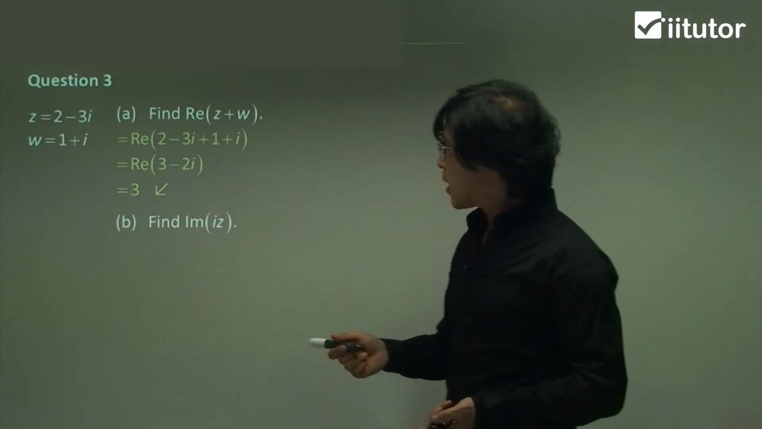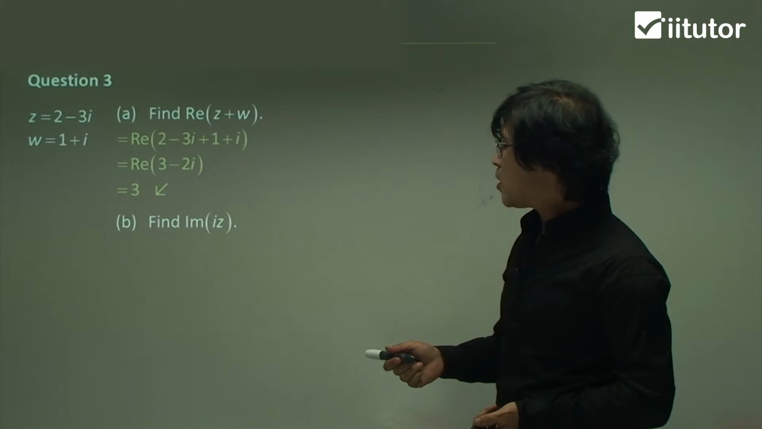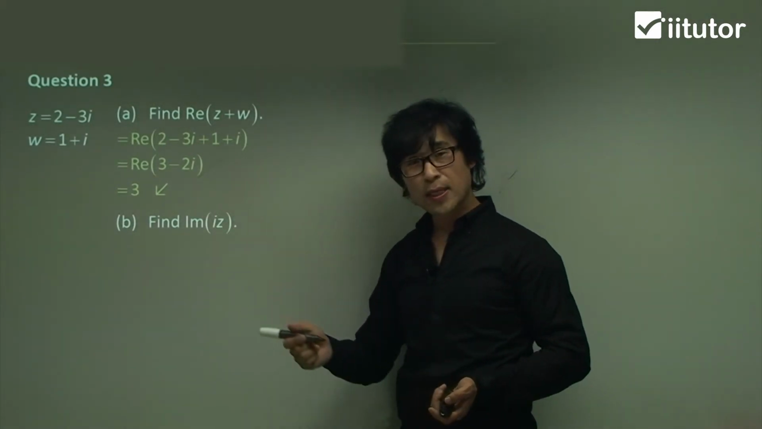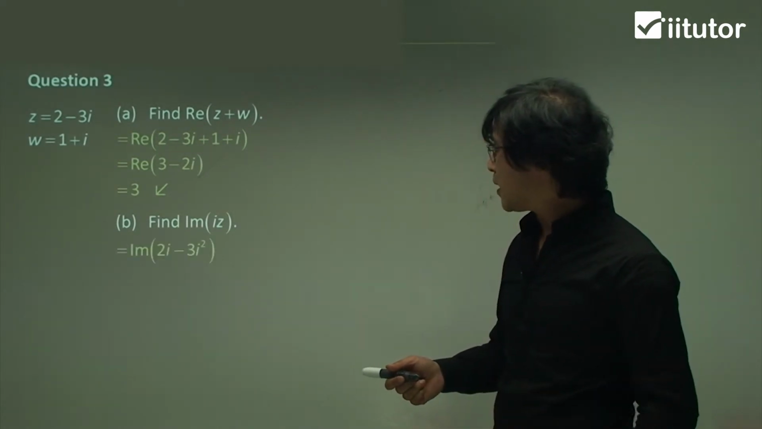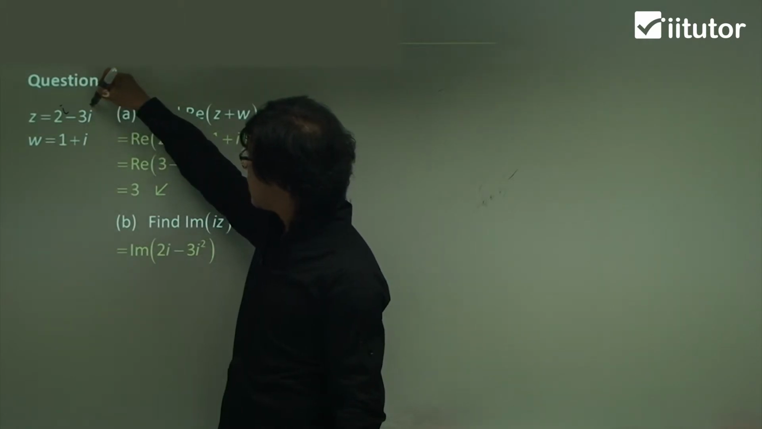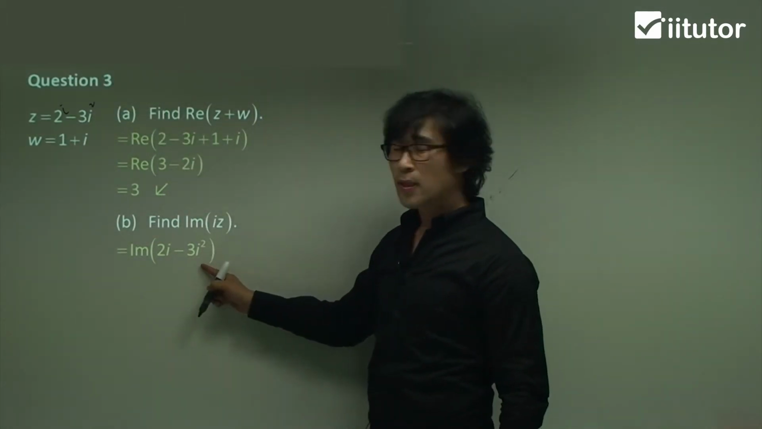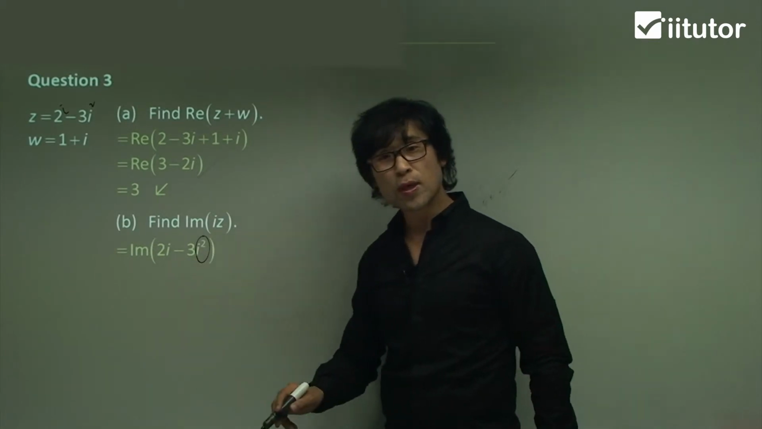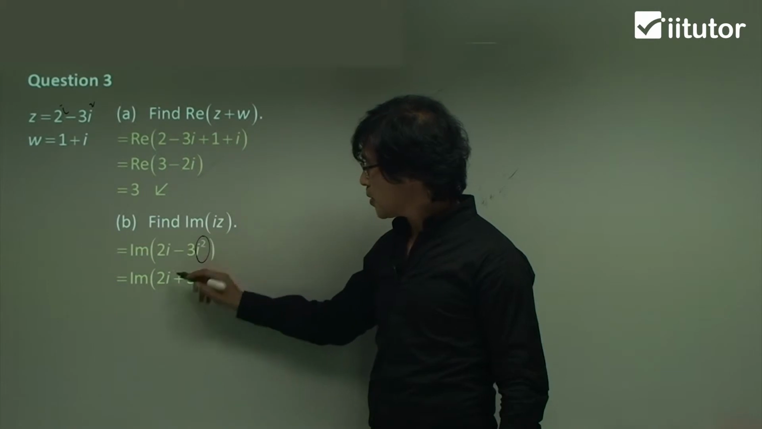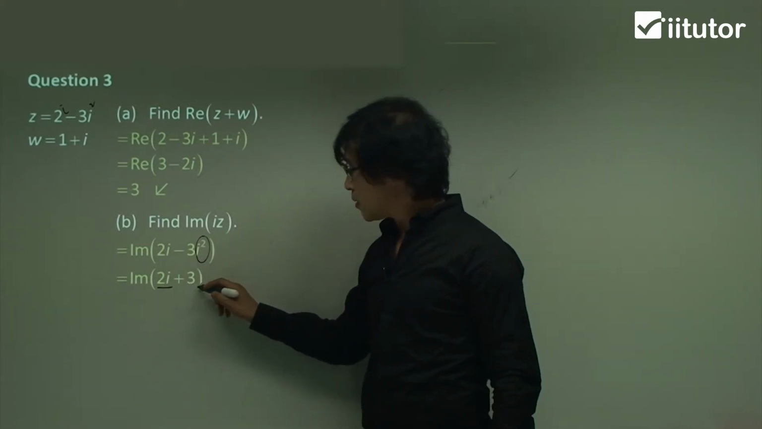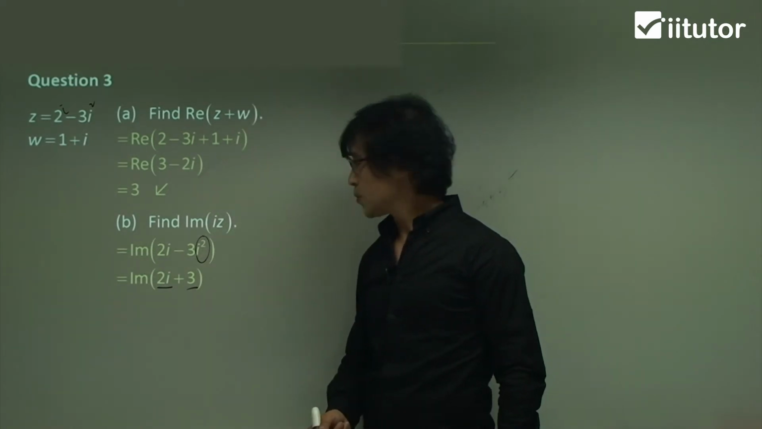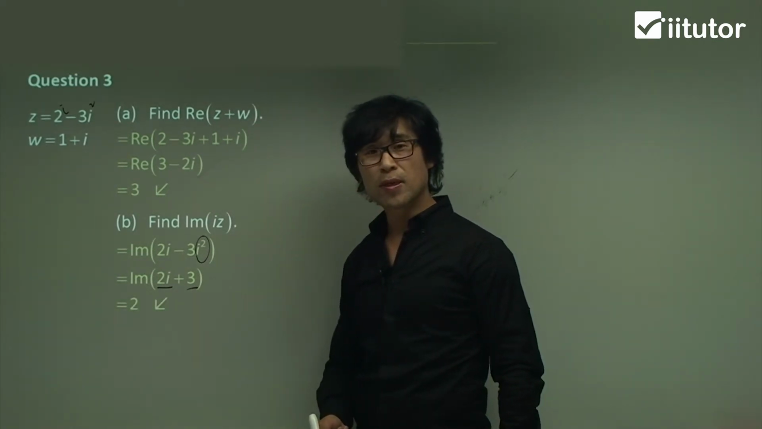Okay, part B. We're going to find the imaginary part of iz. We're going to calculate what iz is now. i times z equals, okay, i times z, so i here, like this. Again, i squared equals negative 1, like this. So that becomes 3. So what's the imaginary part? So this is the imaginary part, this is the real part. So we simply pick 2.